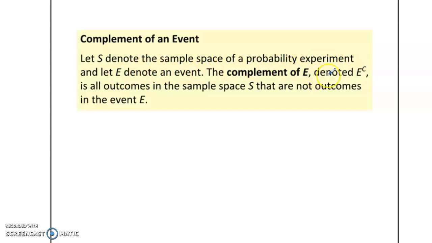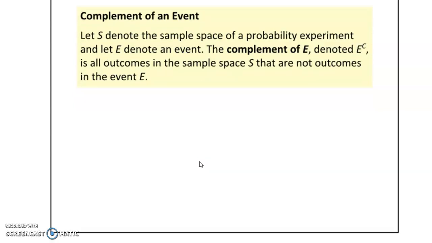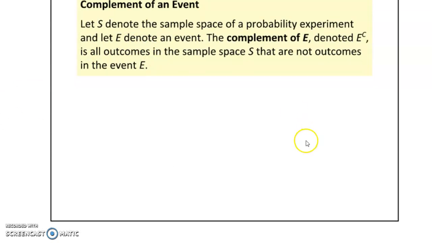So, for example, if I'm rolling a fair die, if I'm talking about the probability of rolling an odd number, that would be 1, 3, and 5. The complement of that event is 2, 4, and 6. Those are the things that couldn't happen under the regular event. Complement means the opposite, or sometimes I refer to this as the other guys.